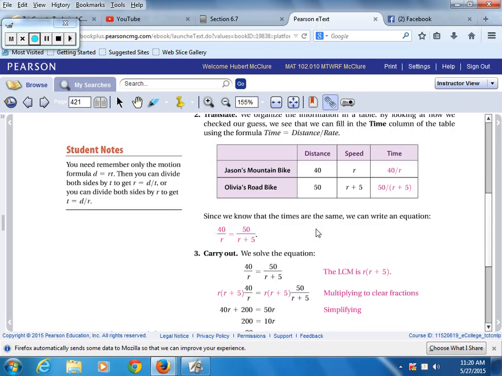Distance over rate. Same thing. You're going to get the same thing. So 40 over r is equal to 50 over r plus 5. And that's your setup. These two equal to each other.